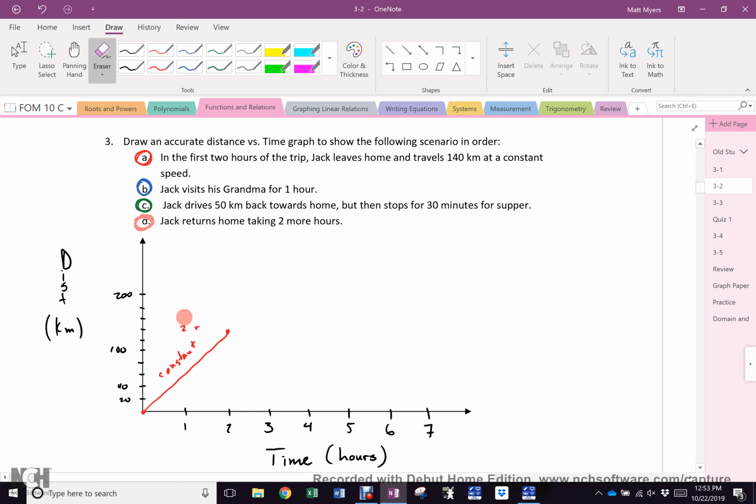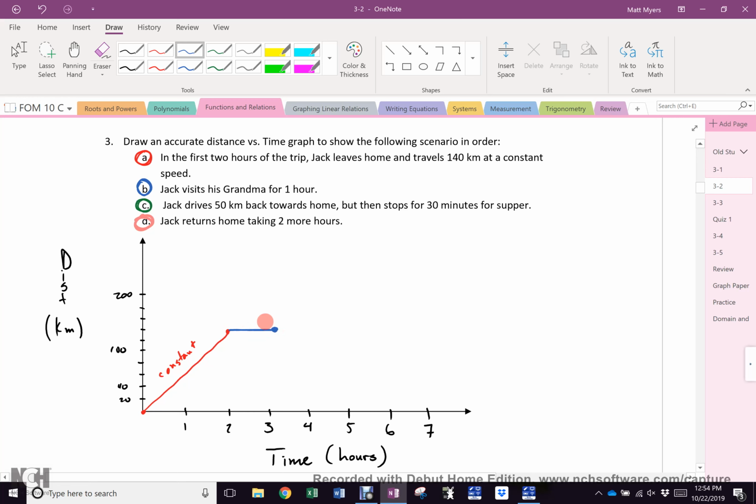Okay, good. So everybody's okay with the first one? You should have a straight line from 0 out to 2 and up to 140. Everybody happy? All right. What happens then? He arrives at Grandma's house. What happens? So does his distance change? Does time stop? No. Does time ever stop? No. So time goes for 1 hour till 3. Is everybody cool with there?